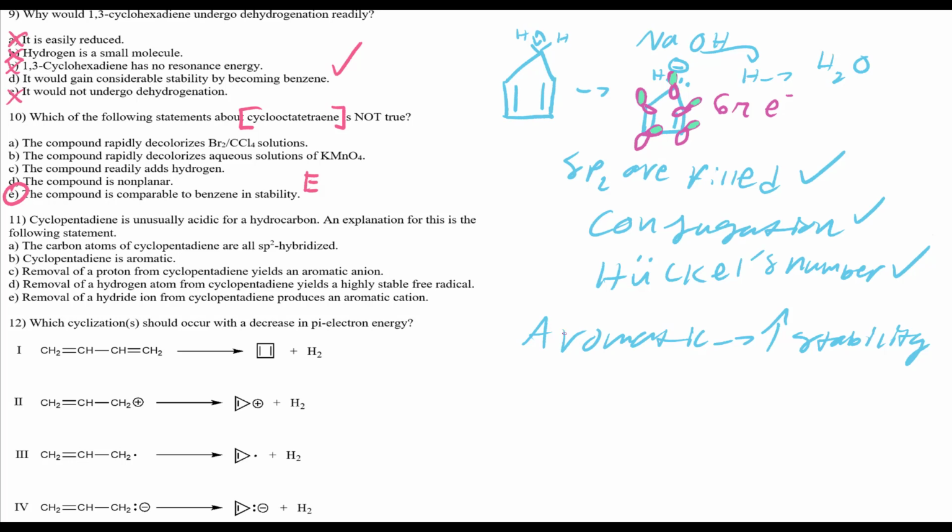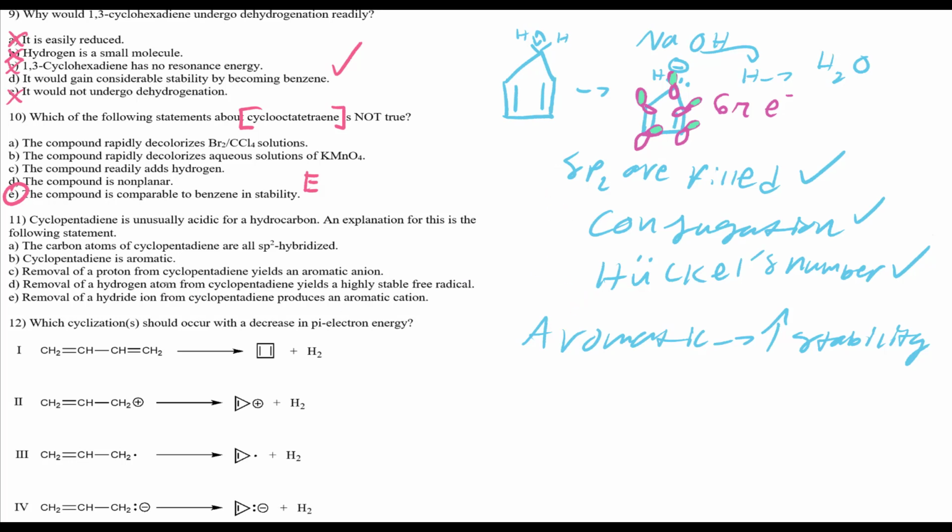To be non-aromatic, you don't have any of these, okay? Like, you don't have your sp2 filled, you don't have conjugation, and if you don't have any of those 2, then it doesn't matter about Huckel. Huckel doesn't matter, okay? To be aromatic, you have to have all these 3 requirements satisfied, okay?